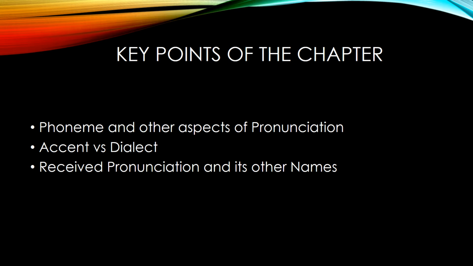What are the key points of this chapter? There are phoneme and other aspects of pronunciation, accent versus dialect. We will try to understand what is the difference between accent and dialect, and the received pronunciation and its other names. These are three key points, and these three key points will cover three different topics, and these will be very much helpful for your examinations.